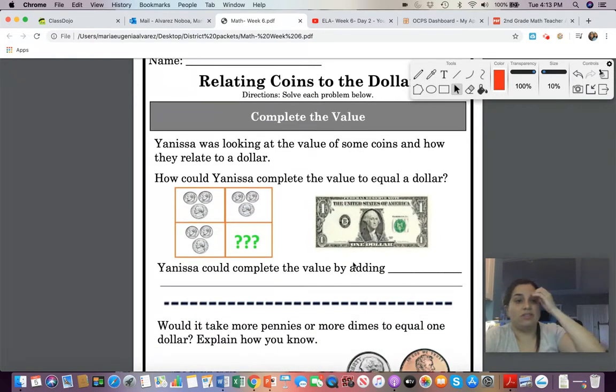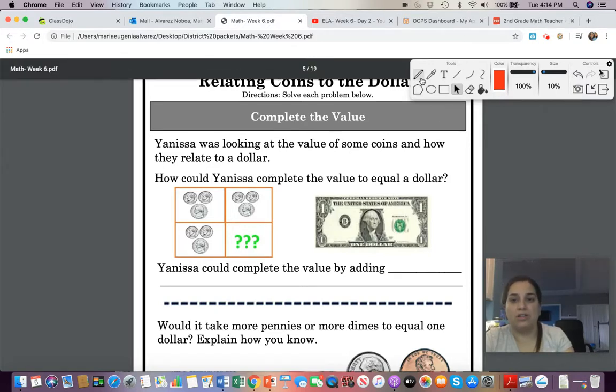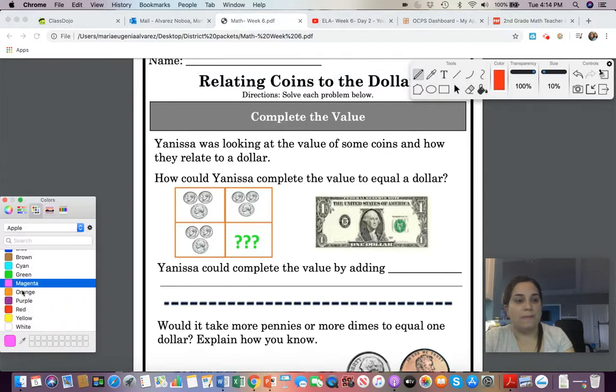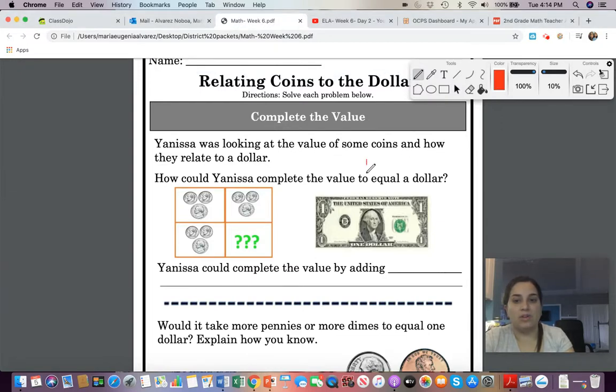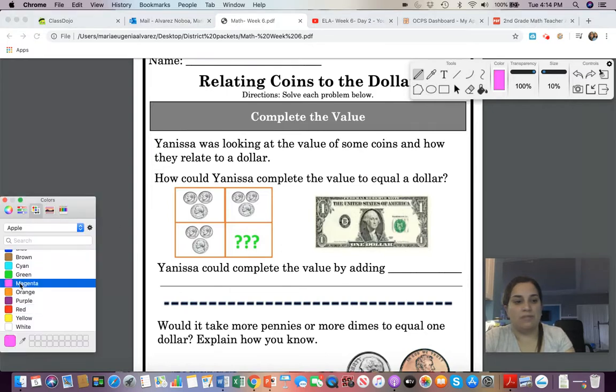Then the next page has a different problem. It says complete the value. Yanisa was looking at the value of some coins and how they relate to a dollar. How could Yanisa complete the value to equal a dollar? So, guys, remember that a dollar is worth 100 cents. This is the sign for cents. Right here, it's like a C.